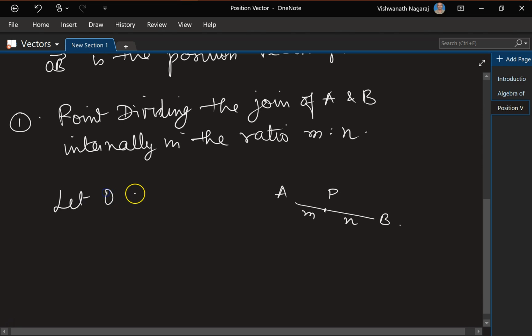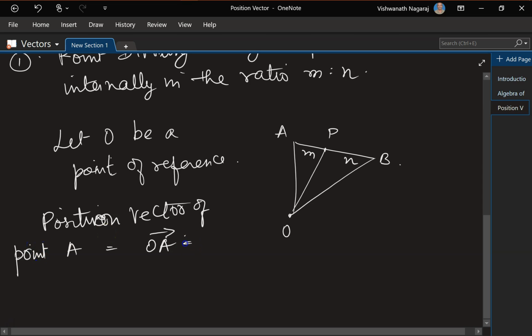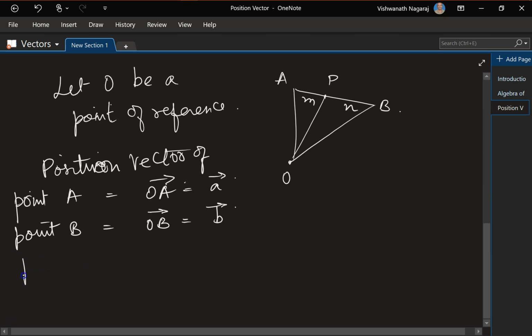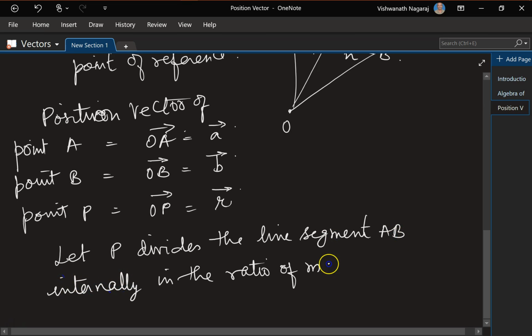We want to come up with a formula by which we can figure out something about P. So let O be a point of reference which is fixed. The position vector of point A is OA, in short A. Similarly, of point B is OB, in short B, and of point P is OP, which is let's say R. Even by looking at the diagram, we know that P divides the line segment AB internally in the ratio of m:n.